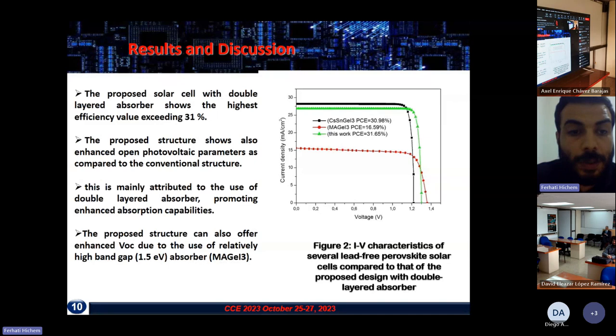So the proposed structure also shows an enhanced open circuit voltage and also an enhanced fill factor compared to the conventional structure. This is mainly attributed to the use of double-layered absorber, promoting enhanced absorption capabilities and thus an enhanced photogeneration mechanism. Also, the proposed structure can offer enhanced open circuit voltage due to the use of a relatively high band gap material, tin-based perovskite with 1.5 electron volt.